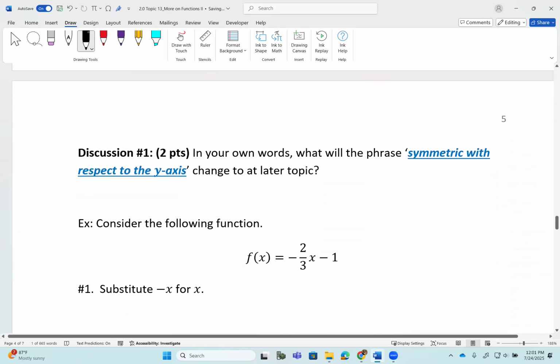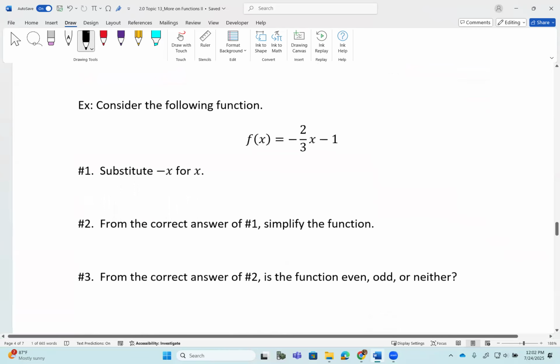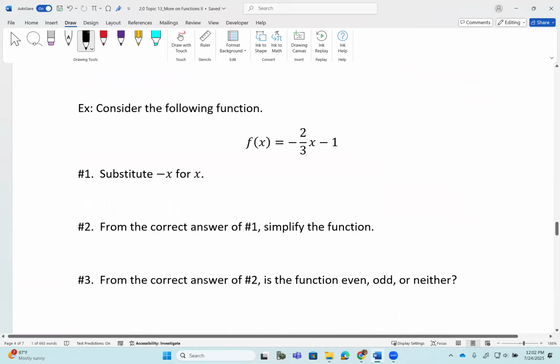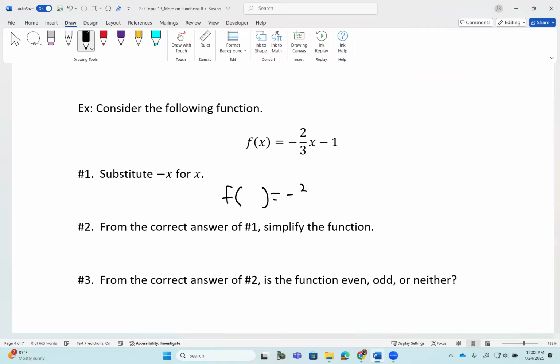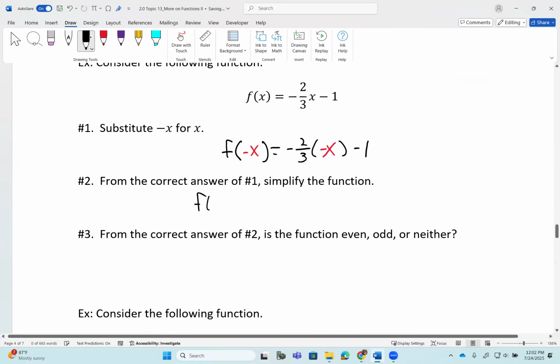In your own words, what would the phrase symmetric with respect to the y-axis change to? Later on, you will change it to symmetric with respect to the axis of symmetry. All right, so let's try a linear function. I'm going to replace x with -x. I'm going to substitute -x for every x that I see. All right, so simplify. f of -x equals -2/3 times -x, which is +2/3 x.